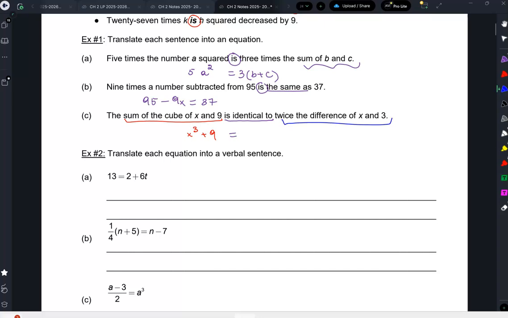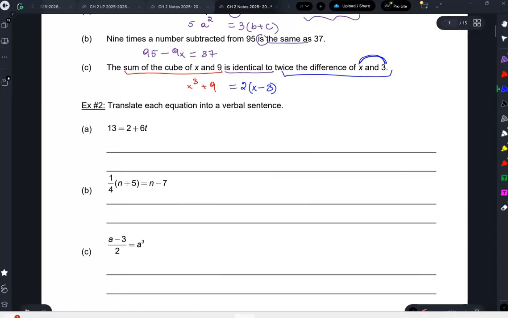Eitan, any ideas? So it's twice, yeah. In parentheses, twice the difference of x and 3. Oh, difference is right? Okay. Does it matter if you put the add? Yes, because if you're using difference, then you have to keep the order as is given to you. Okay? All right, let's do the next one. 13 equals 2 plus 6t.